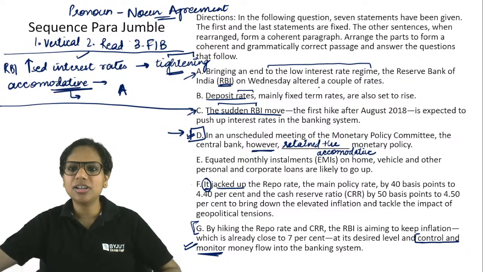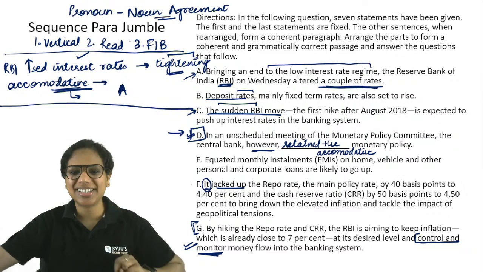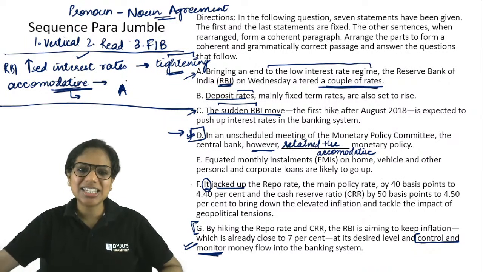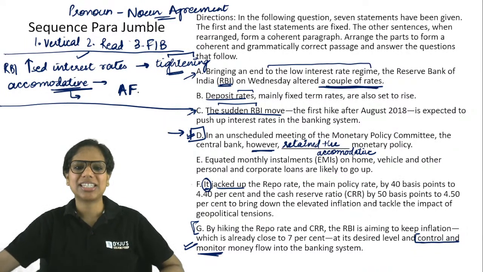See this, altered a couple of rates. Altered some rates, a couple of rates. So, F actually elaborates which rates, by how much. So, you are right in saying that F should come next.